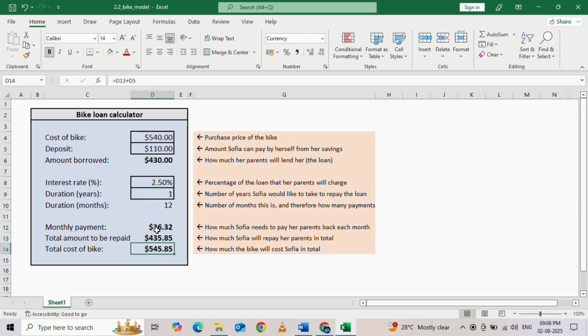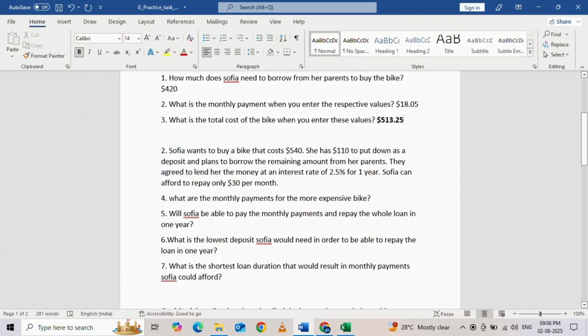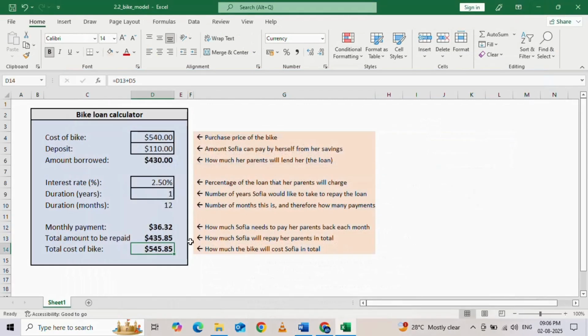Now go to the questions and let us solve them. What are the monthly payments for the more expensive bike? What are the monthly payments she needs to pay for the 12 months? The monthly payment is $36.32. That is the answer for this question.